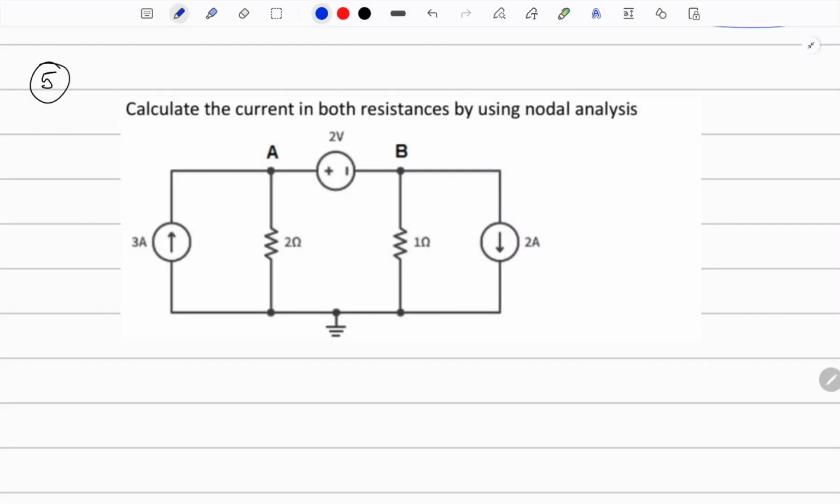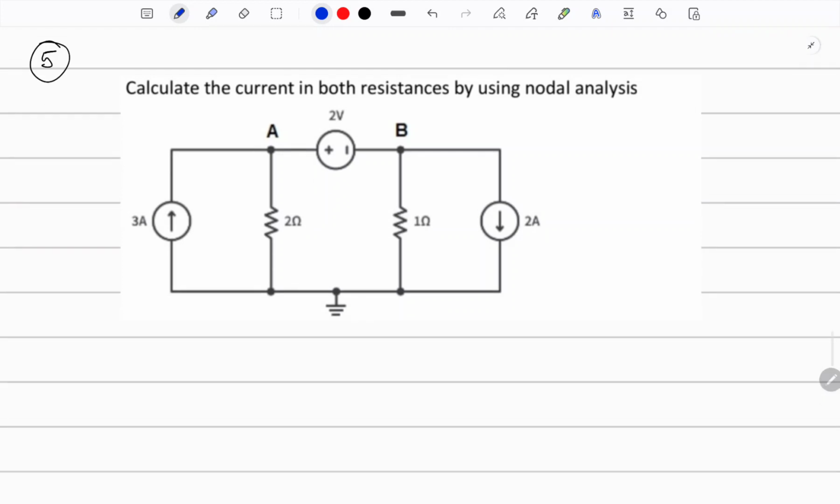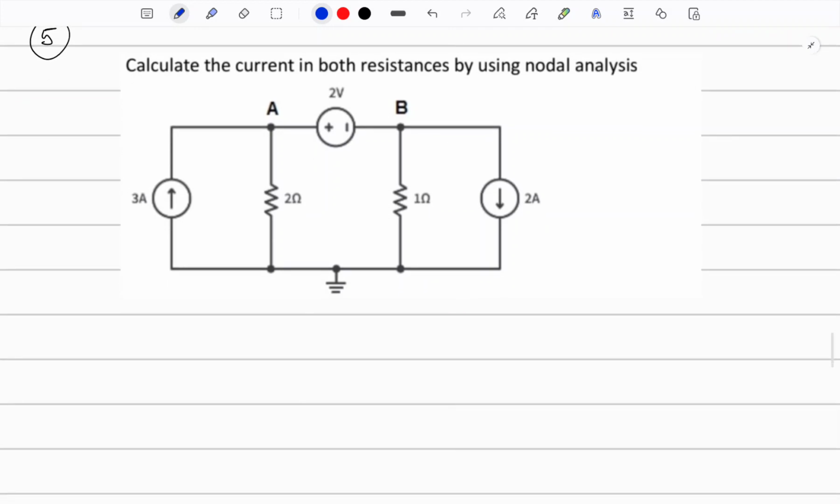Our fifth tutorial. We have to calculate the current in both the resistances by nodal analysis. We know that between two nodes one voltage source is there, so this is nothing but the supernode concept. So in the supernode, we'll assume two voltages, VA and VB.